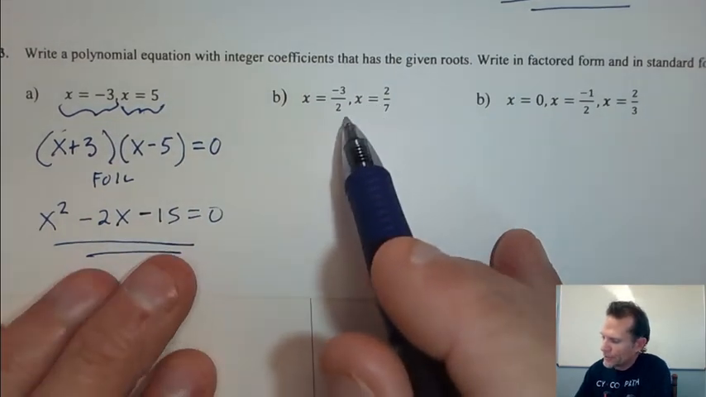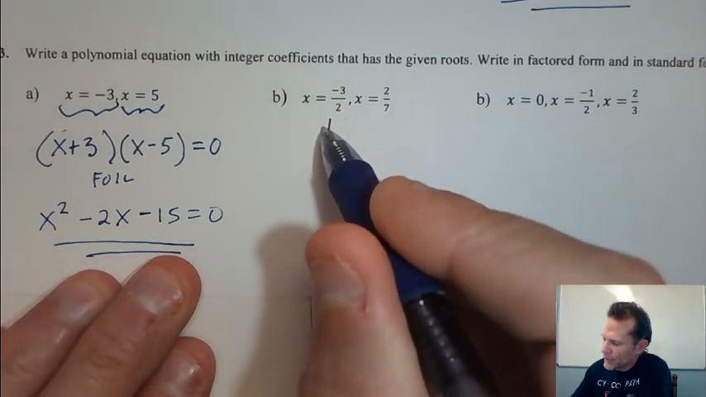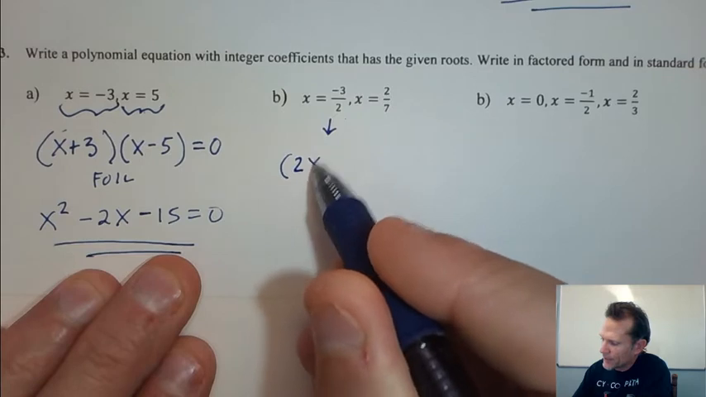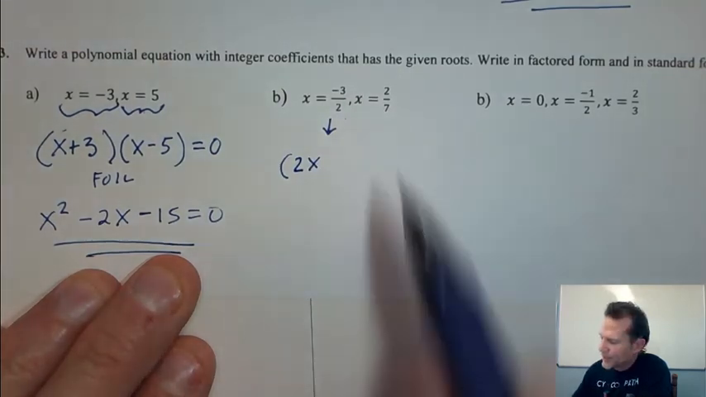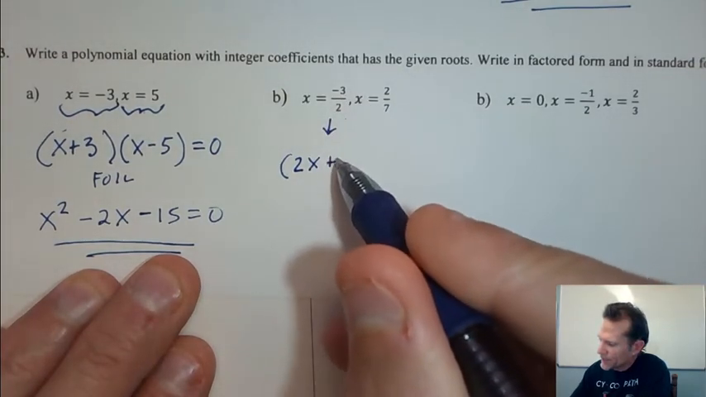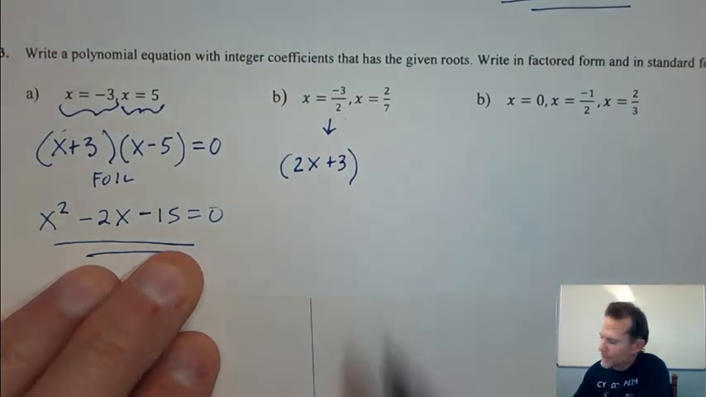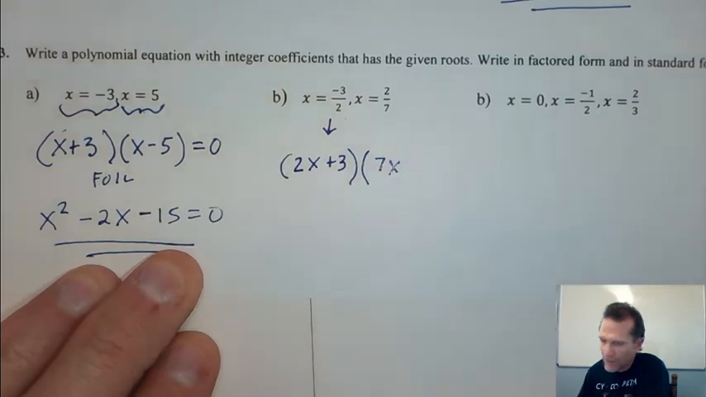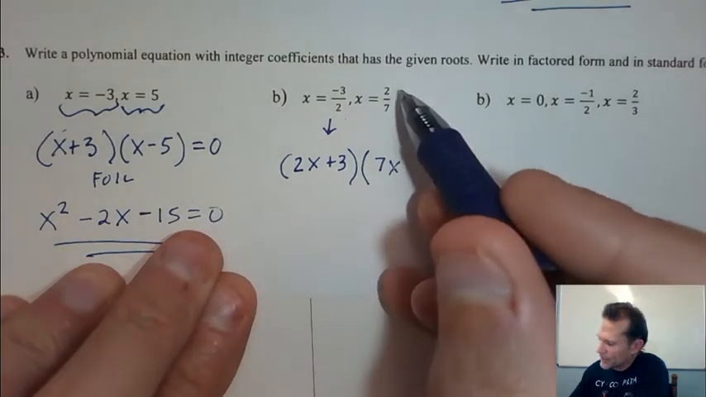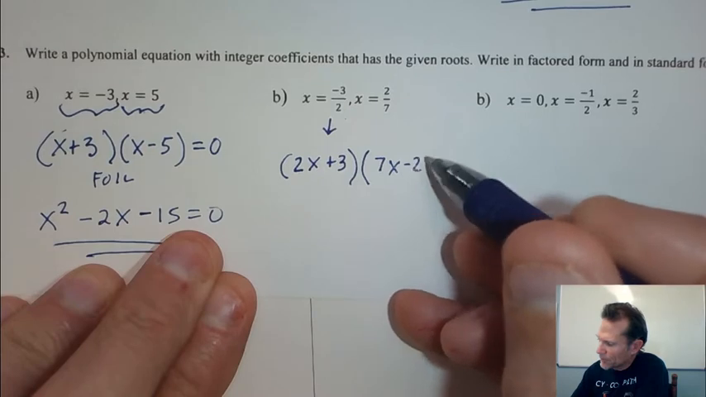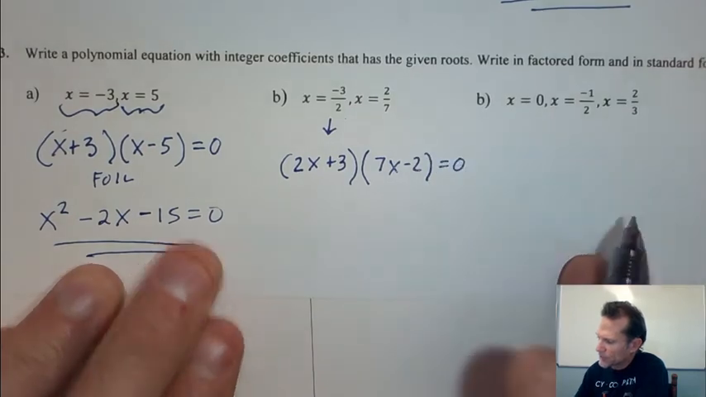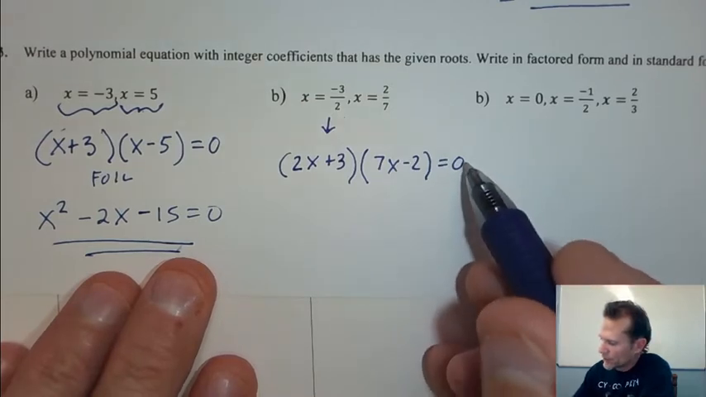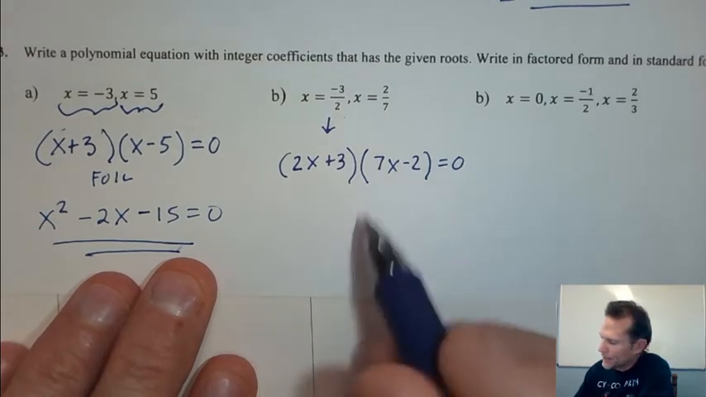So looking at B here, thinking about this one, remember the bottom number, the denominator, is the coefficient, and then the opposite of negative 3 is positive 3. Then the denominator is 7, so I put that in front of the x. And then the numerator is 2, so I'll put minus 2. Don't forget your equals 0 or it's not an equation, okay? So don't forget that.